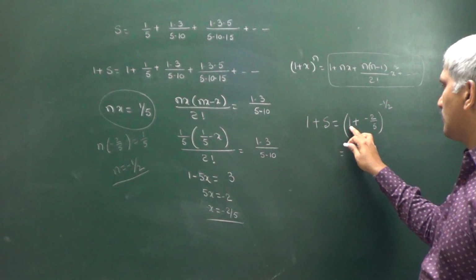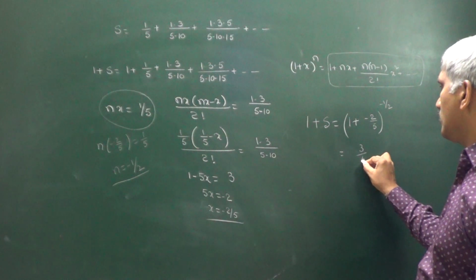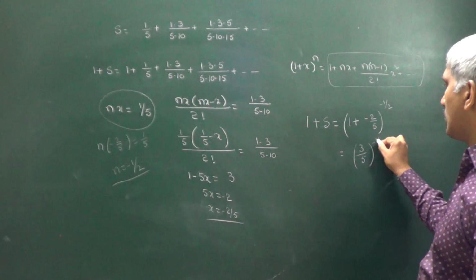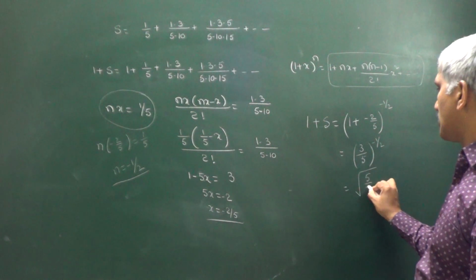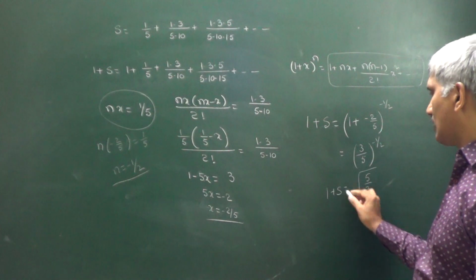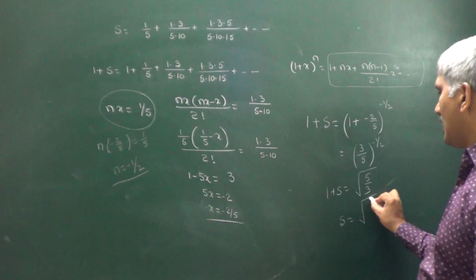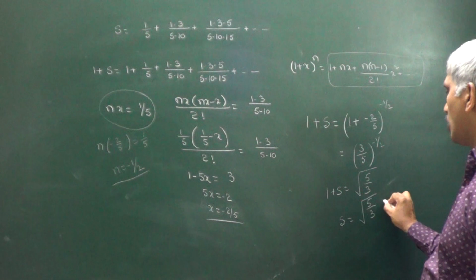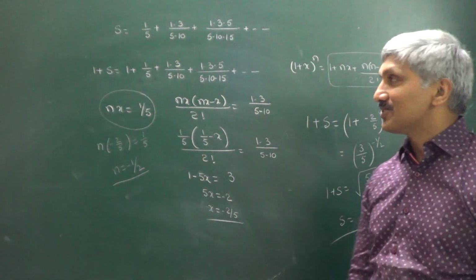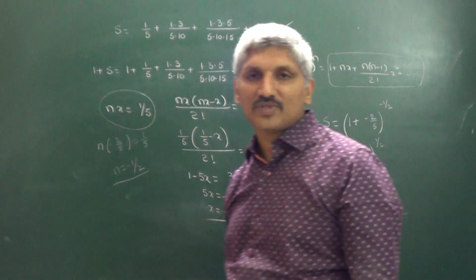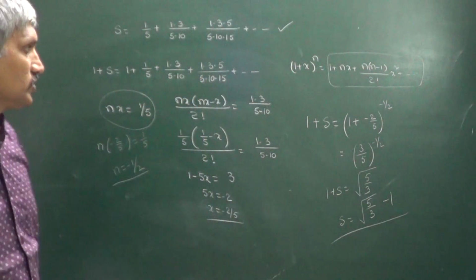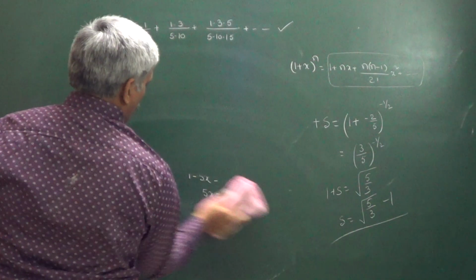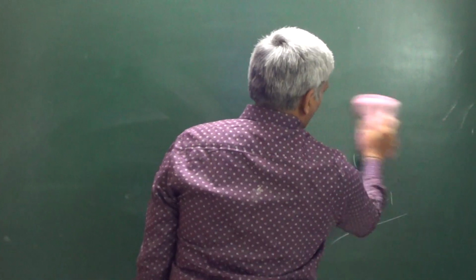Now this further simplification, (3 by 5) whole to the power of minus 1 by 2, that is nothing but square root of 5 by 3, is 1 plus s value. From this we can find out the value of s is equal to root of 5 by 3 minus 1. So this total sum s value is equal to root of 5 by 3 minus 1. So another question of the same type I am giving. Try to work out this particular question. This is the question given.